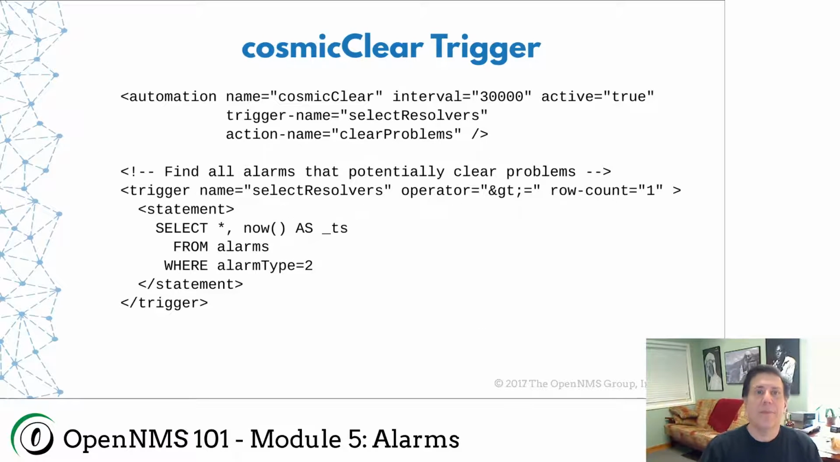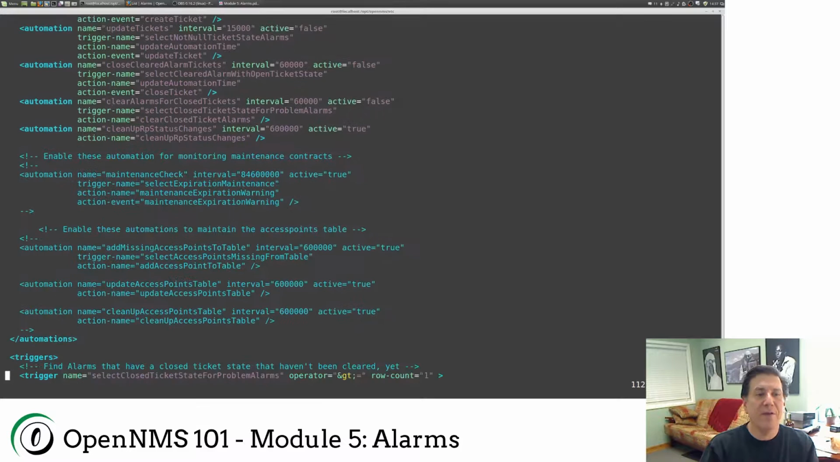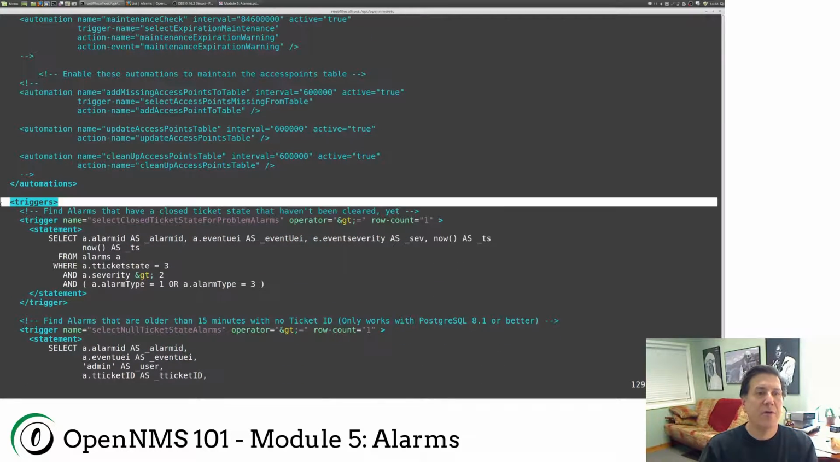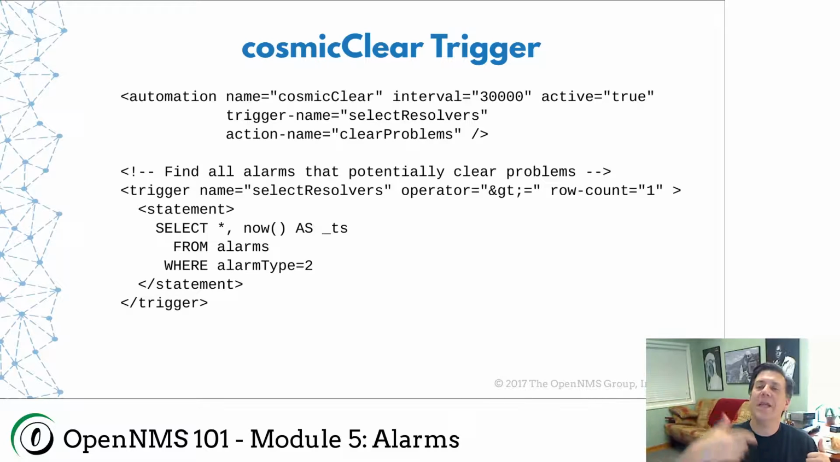So let's look at Cosmic Clear. Okay, here is the trigger. The automation name is Cosmic Clear. The trigger name is Select Resolvers. If I go back to the file, you'll see here's the automations, and I jump down, and then there's a section on triggers. So here are all the triggers. The reason we separate triggers and actions and events is that you may reuse them. Let's say you send a particular event, you may want to send that for a number of automations. This way you don't have to constantly copy over all the configurations. So this trigger, Select Resolvers, is SQL. Now I'm hoping most system admins have some exposure to SQL.